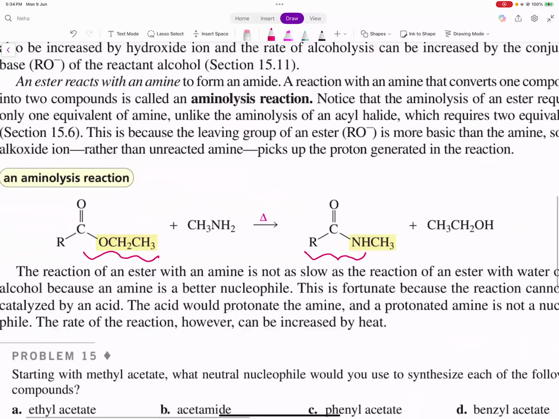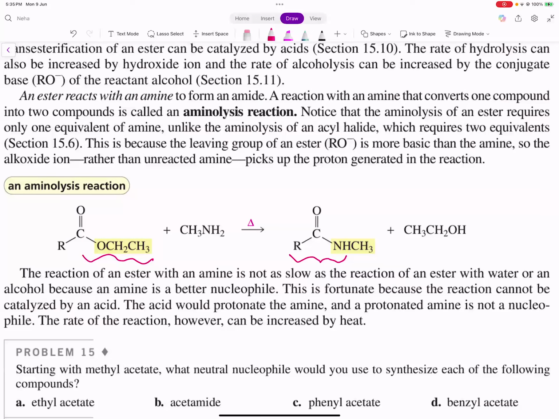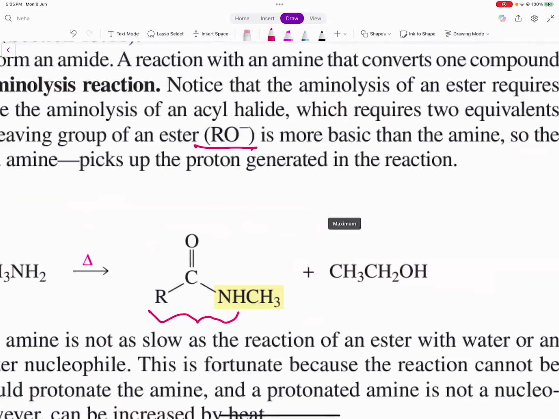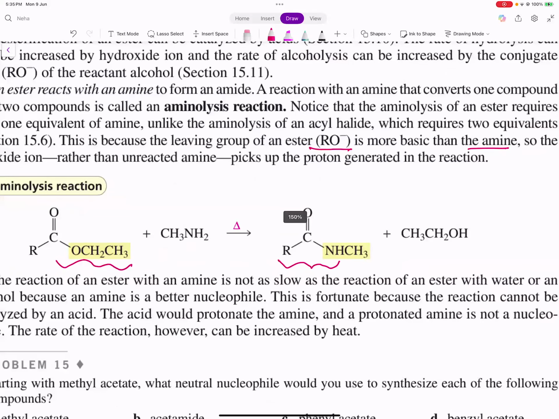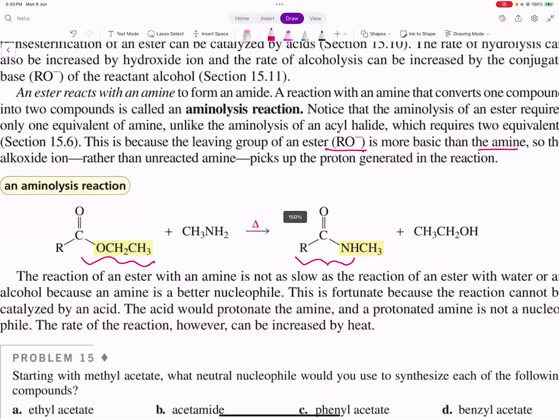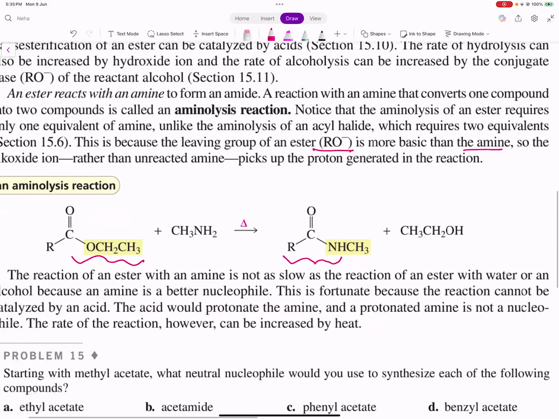And if you remember, we were using two equivalents of amine in the case of acyl chloride, and in this particular case we are just using one. Why is that? That is because when this particular group leaves, this RO minus is much more basic than amine. So this is the one which picks up the proton. The amine does not react with the acid, so amine remains intact and it can act as nucleophile. So we do not need to give two equivalents.